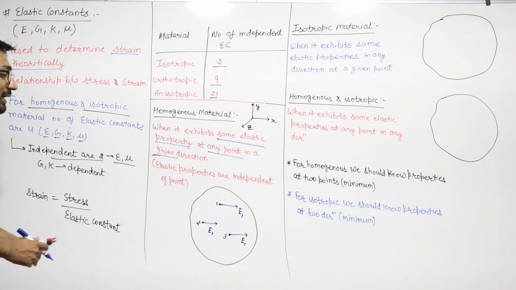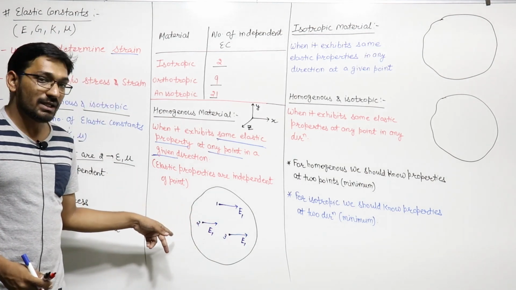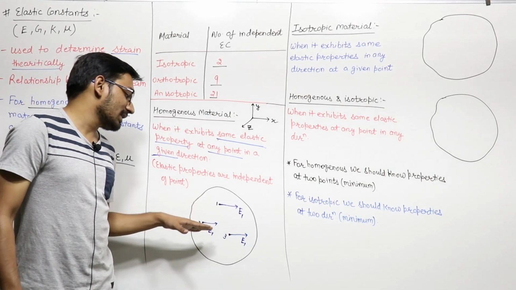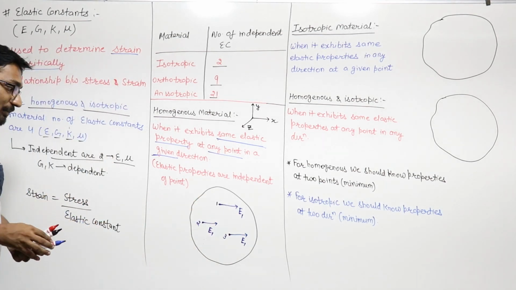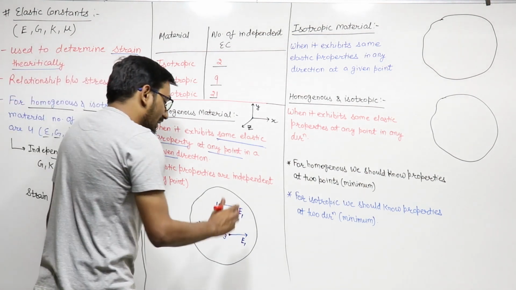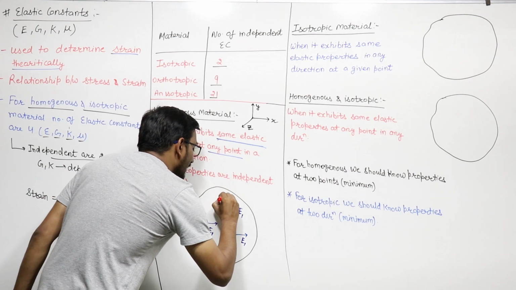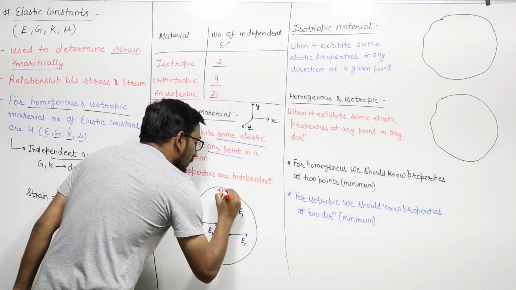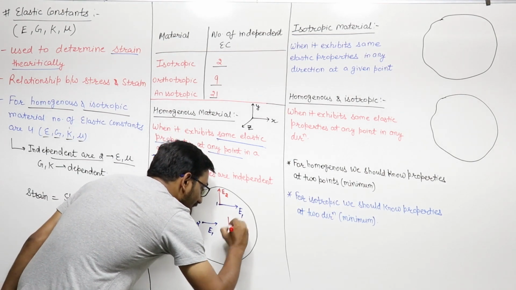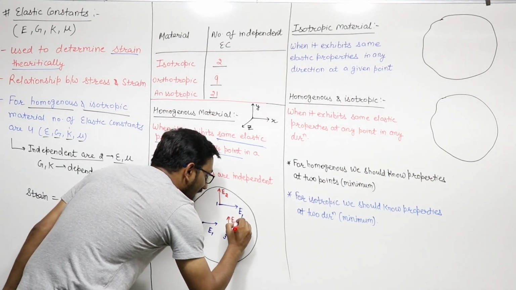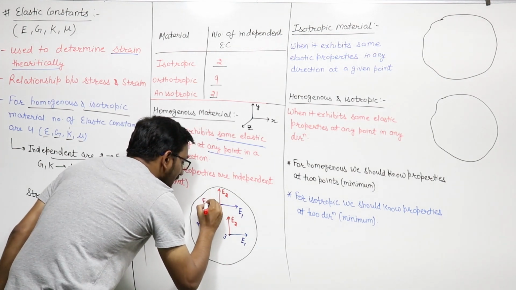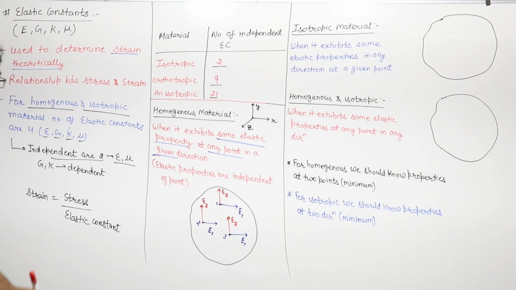Right? So the properties are independent of point. They are dependent on the directions. So I can say in x direction the value of property will be same. If I change the direction to the y, so I can say if in the y direction the value of property is E2, then at all the points the value of properties in y direction will be E2. Then it is a homogeneous material, E2.